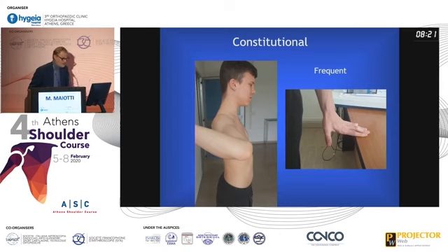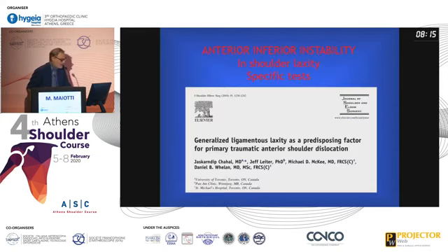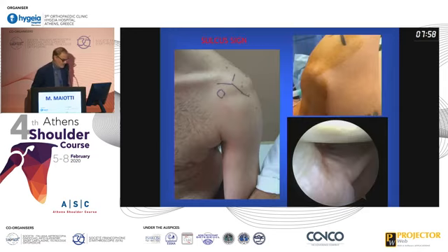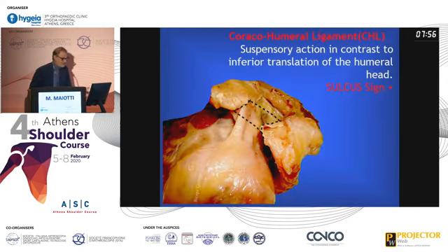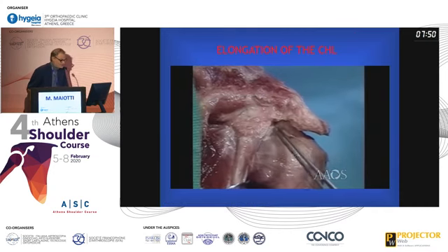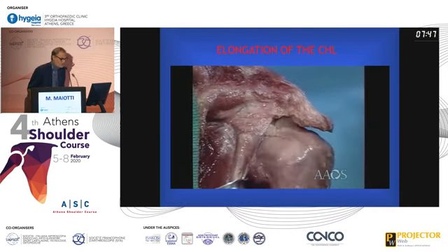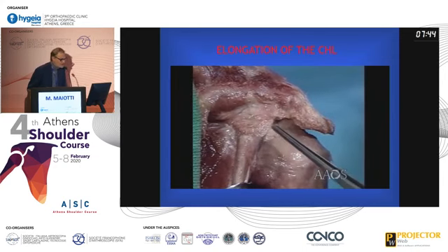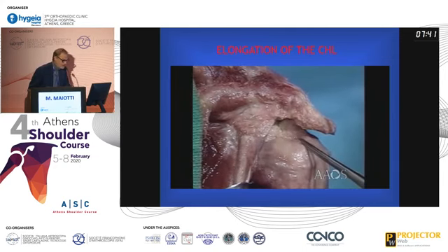You have to make a good diagnosis before choosing the operation. And we think that in anterior-inferior instability, many patients have a shoulder laxity and have a predisposition to anterior-inferior instability. And then we have to do specific tests, the sulcus sign, everyone knows it. That means that there is an elongation of the coracohumeral ligament, as you can see, and the head goes down in an abnormal way.